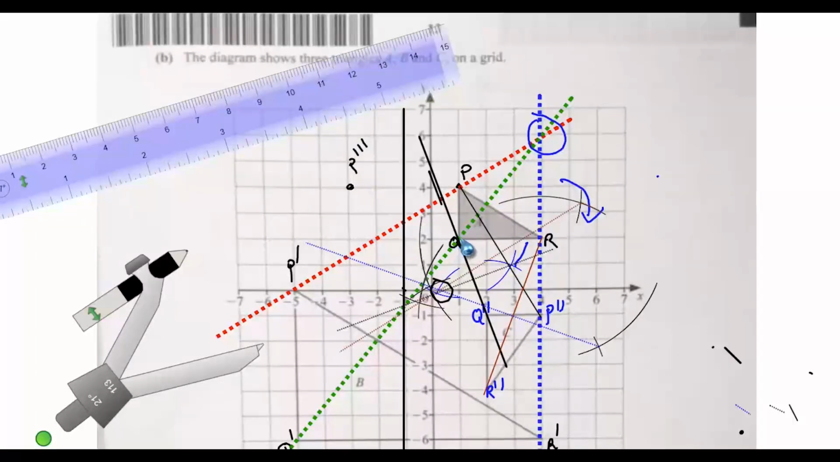Then let's go to Q. So let's count the same thing. 1, 2. So it will be 1, 2. So it will be here. So I can call this Q prime.